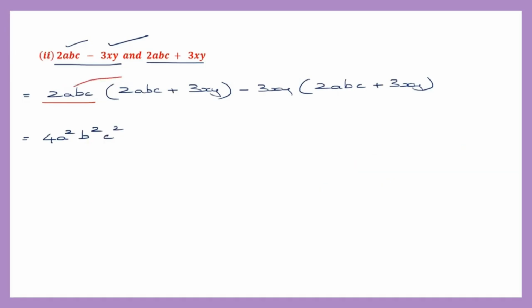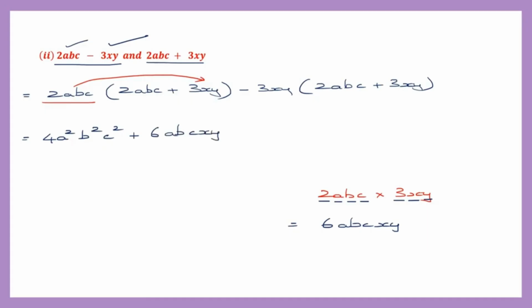Now let's multiply 2abc into 3xy. So let's multiply the numbers. 2 3's are 6. Now we have 1a, 1b, 1c. On the other side we don't have a, b and c, so we can write that a, b, c. And on the other side we have 1x and 1y. So that is x, y. So let's write that here. So this will be plus 6abcxy.